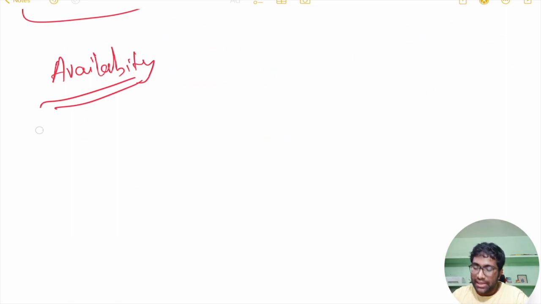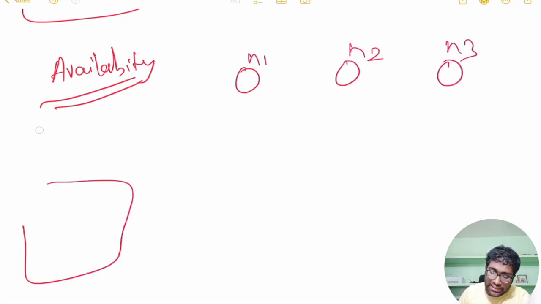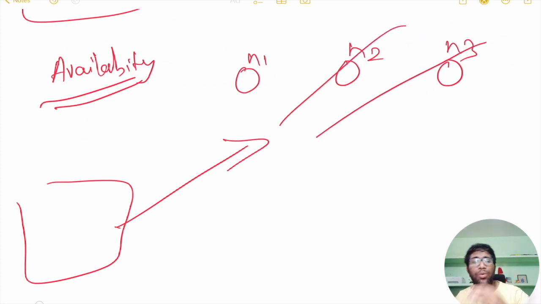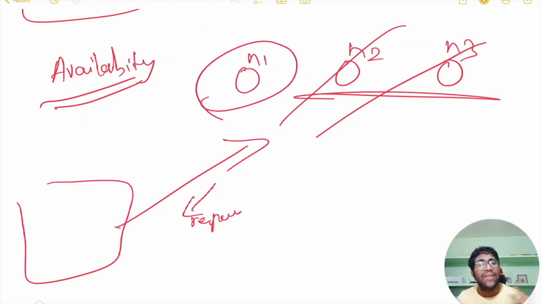So let's say we have an N1 node, an N2 node, an N3 node, and I have the client here, and I'm trying to fetch from the servers. Due to some disturbance or network problem, the N2 and N3 nodes are down, and even if this happens, I should still be able to get the data. I should still get the response from N1. That is what availability means. So in order for your system to be more available, you have to build as many nodes as possible.